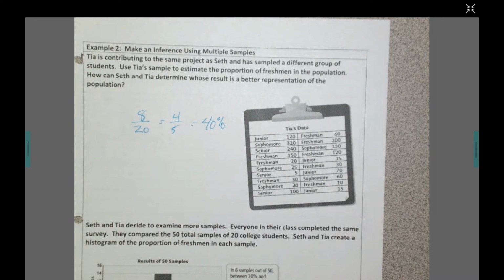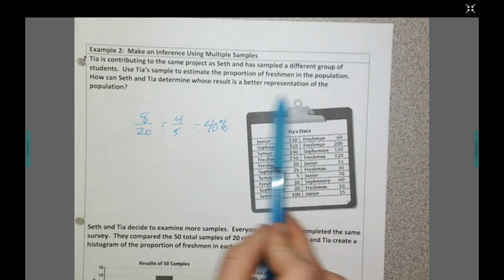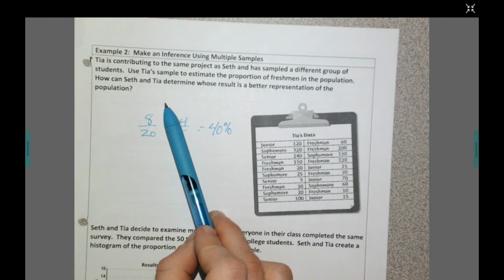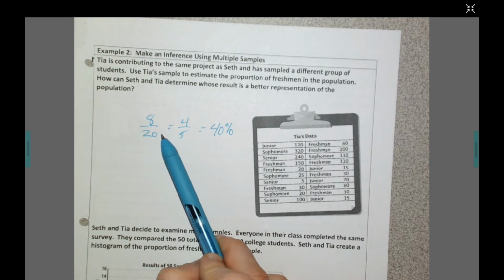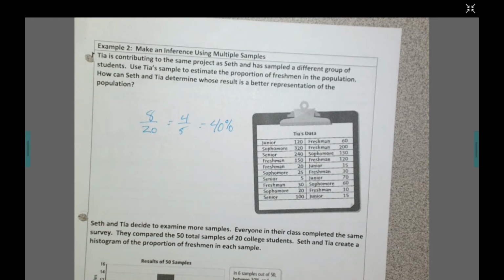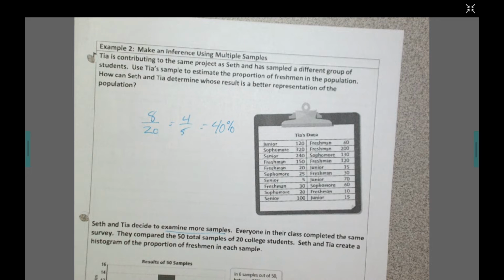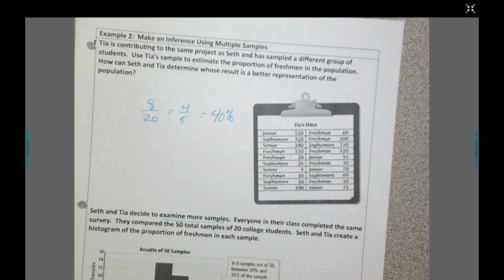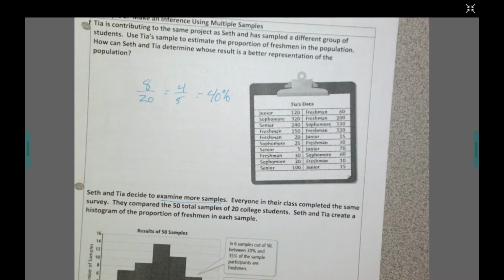We could go through and represent the data in different ways. Probably the biggest thing that they should do is get a bigger sample size. Okay, both of them have a rather small sample size, so if I want to improve it, we could sample more students. And that's what they, in fact, decided to do. So they examined more people, more samples, and this time they compared 50 samples of college students.